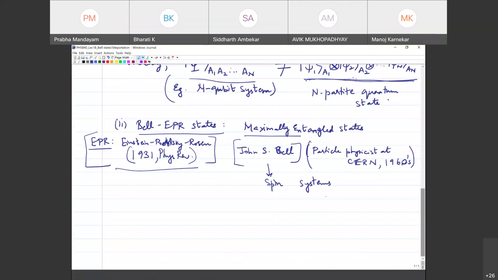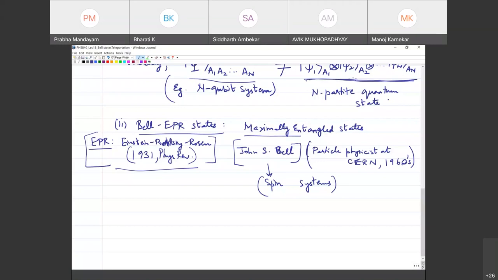So he wrote down these kind of maximally entangled states for spin systems. He, in some sense, started from where EPR left off. And he argued that their notion of completing, I mean, Einstein's idea that quantum mechanics is incomplete, cannot be. He had a few things to say about it. We'll come to that. But more importantly, he gave a way of really testing for this entanglement.